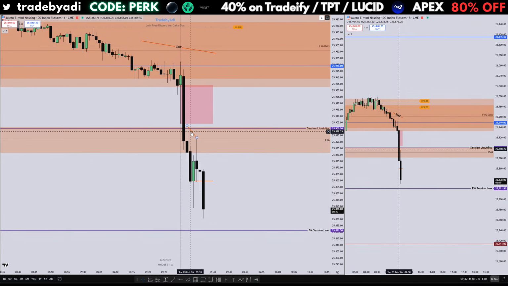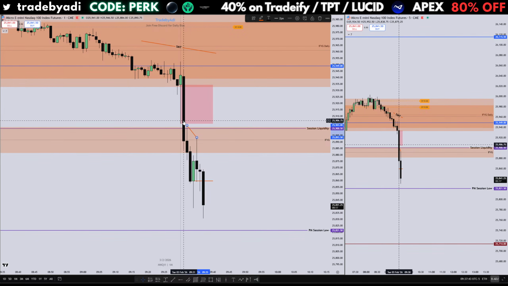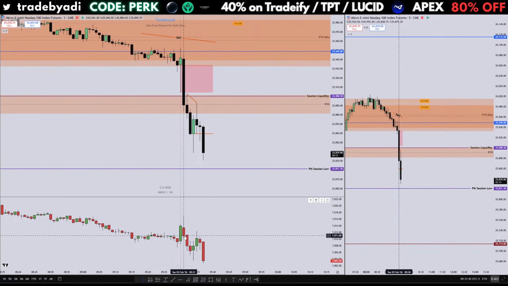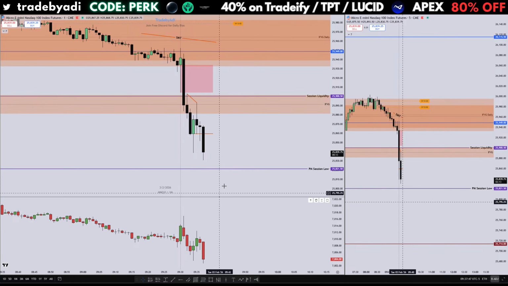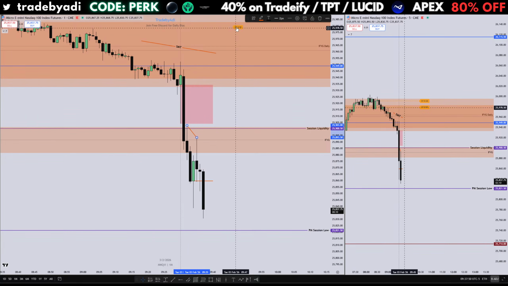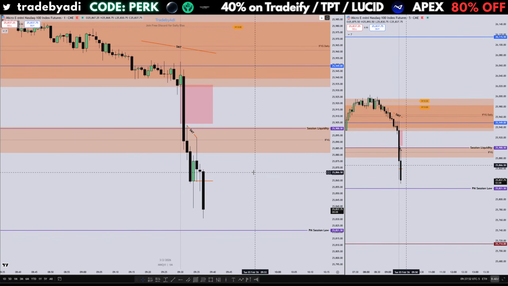Why did I mark this FVG? Because why I did not mark this FVG? Because if you check the ES, we have taken this fair value gap, right? So this is the PDRA SMT. You have to spot this in real time.